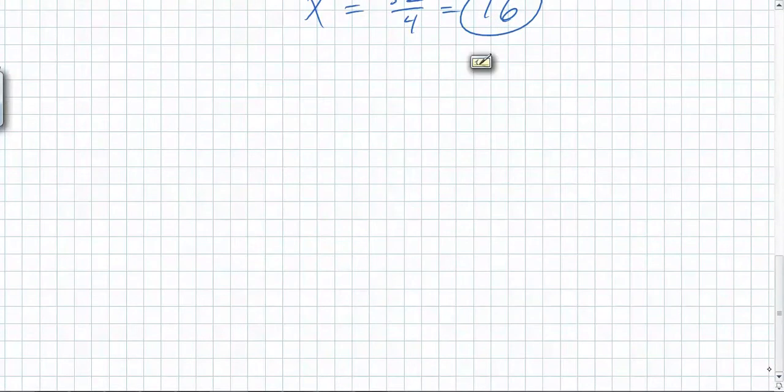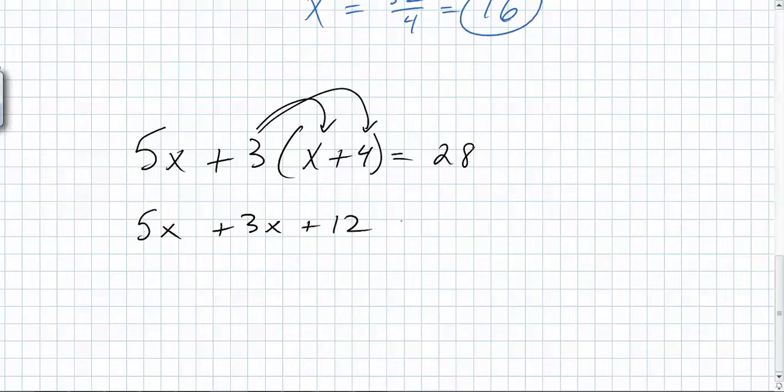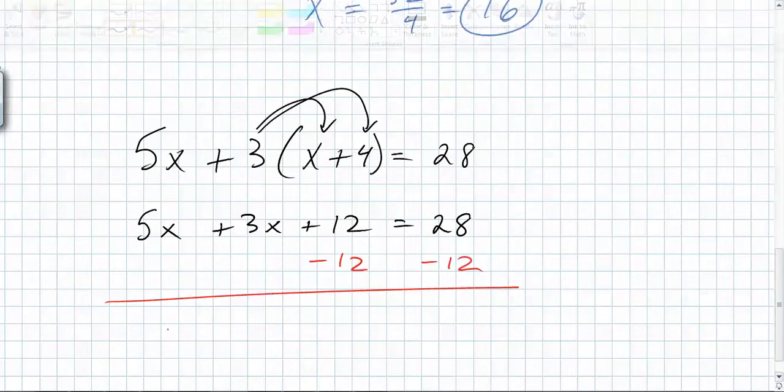We also could get the distributive property in on the fun by trying to solve 5x plus 3 times x plus 4 equals 28. Now remember PEMDAS, parentheses. Let's do the parentheses first. 5x stays where it is, and now you have 3 times x, which is 3x, and 3 times 4, which is 12, equals 28. Let's now get rid of the 12. We're adding 12. The inverse operation is going to be subtraction, leaving us with 5x plus 3x equals 28 minus 12, which is 16.